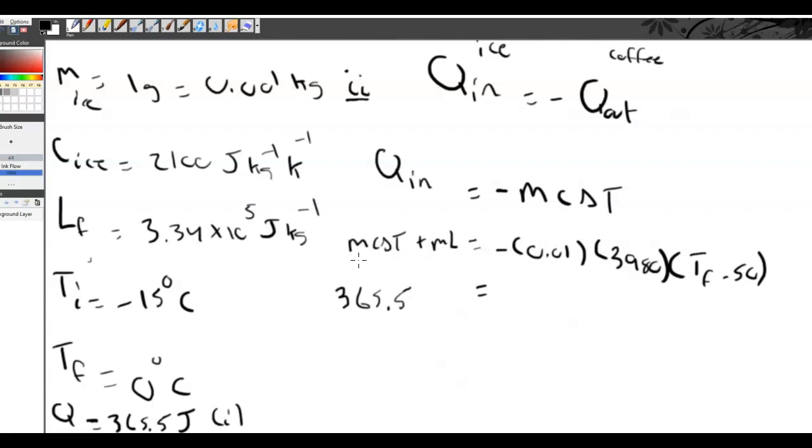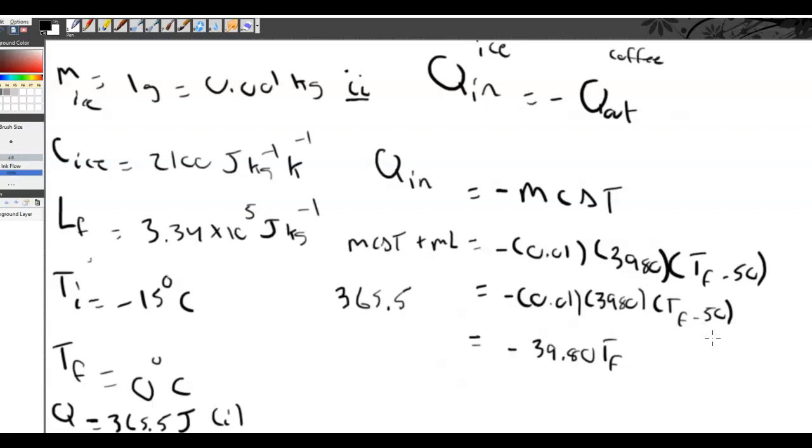Of course, if you didn't know that, you could just plug in values and figure it out. On the right side, I have minus 0.01 times 3980 times TF minus 50. And then you just need to do a little bit of math. I need to simplify what's on this side. That's going to be 3980 TF. Don't forget to distribute this minus sign. This minus and this minus are going to cancel.